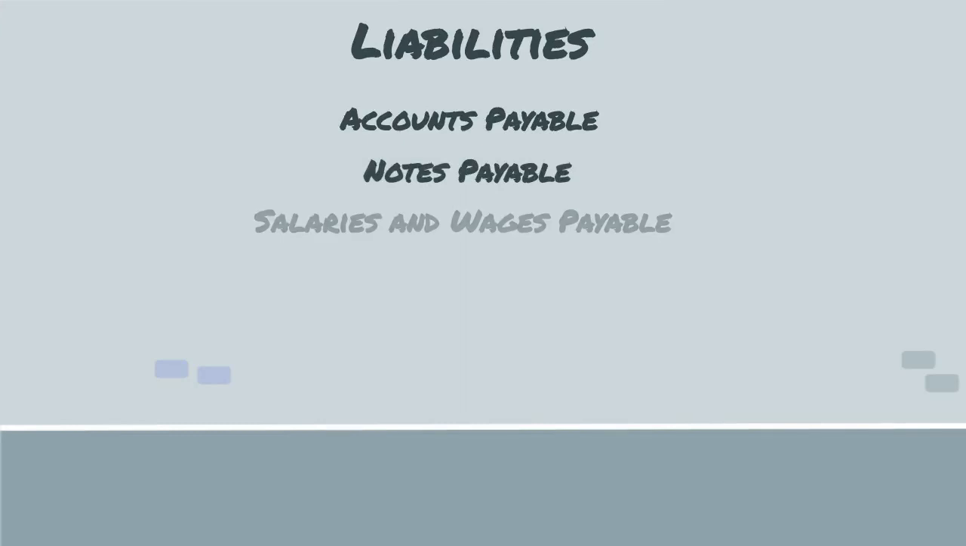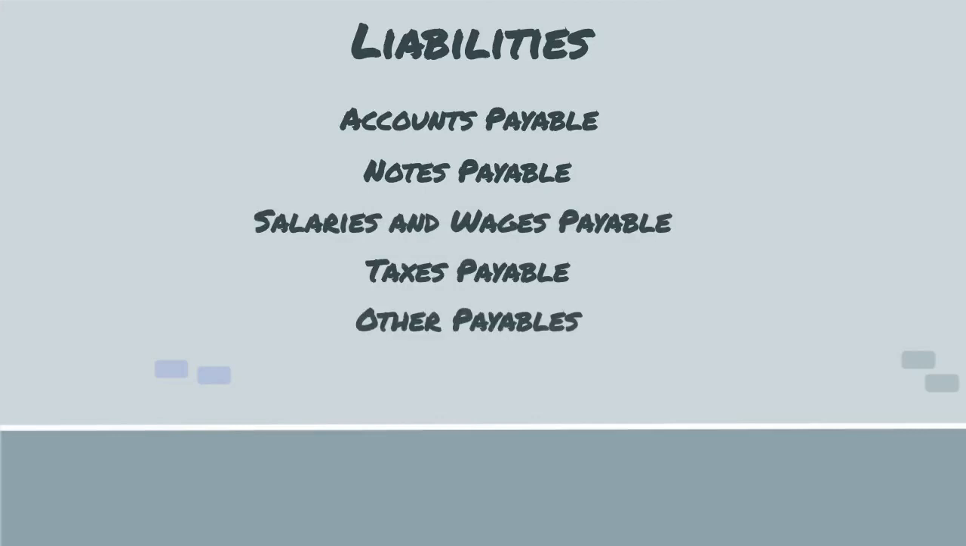Some examples of specific liability accounts include accounts payable, which is an account to use when you owe someone money, notes payable, which is like an accounts payable, but now you have to also pay interest, salaries and wages payable, taxes payable, and really pretty much anything with the word payable.